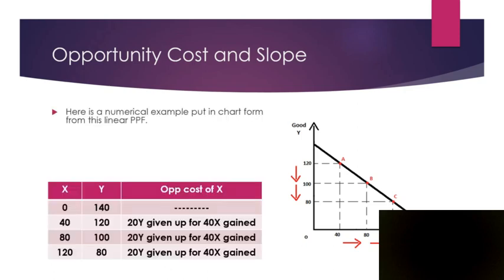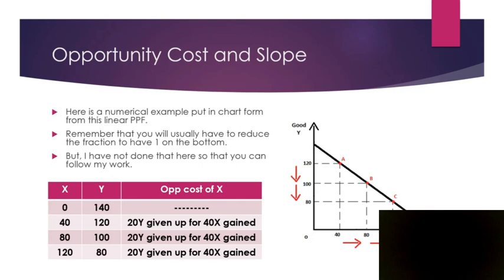Here's a numerical example, and I put it in chart form from this linear PPF, and that will help you see it a little bit better. So all I've done is taken the numbers from the graph and I've put them into a chart. So I've picked points and then put it in a form that's easier to understand. That's all I've done here. Now again, you want to always get in the habit of reducing your fractions so we have 1 on the bottom, but I haven't done that here so that you can kind of follow my work. So be very clear. Let's take a look at this table.